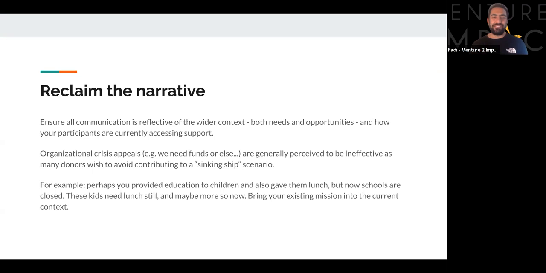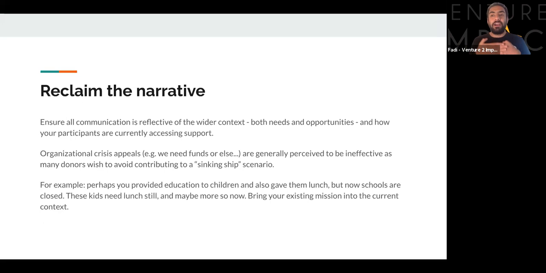What you want to avoid at this time is organizational crisis appeals that have the negative messaging, negative funding messages. We need funding or else we're not going to make it. We need funding or else our doors will be shut. We need funding or we're going to disappear. Don't make it so dramatic or so life or death, because these fundraising activities are generally perceived as ineffective, because donors mainly want to avoid contributing to a sinking ship.